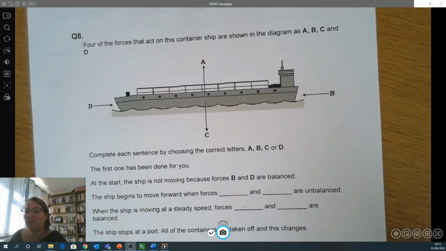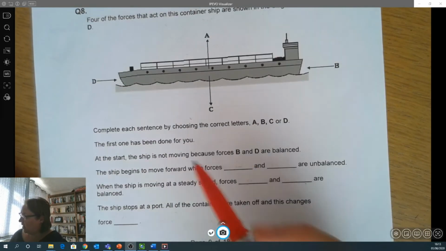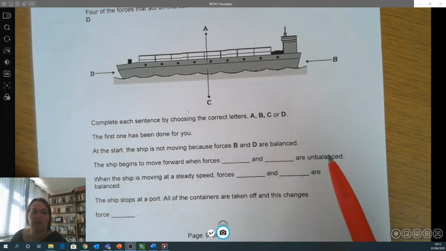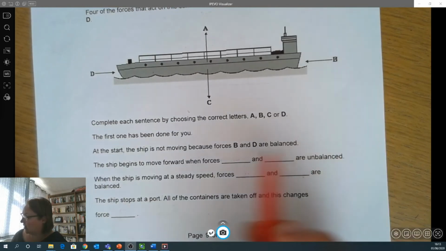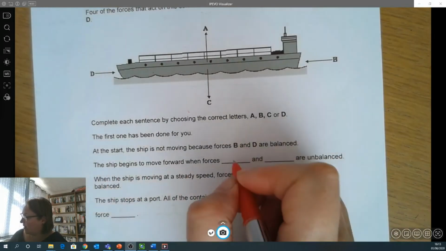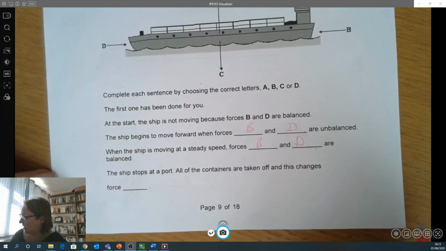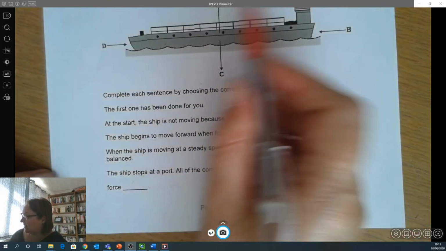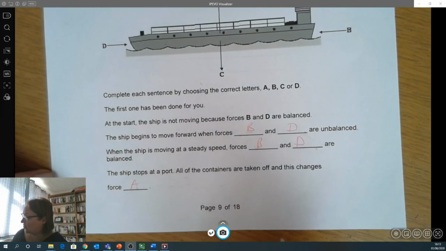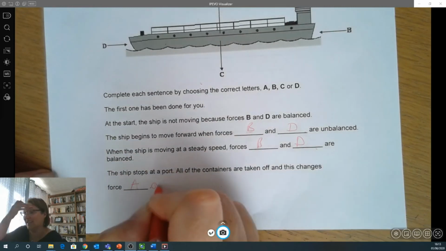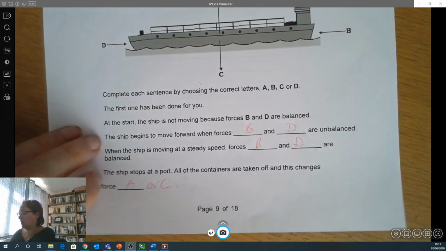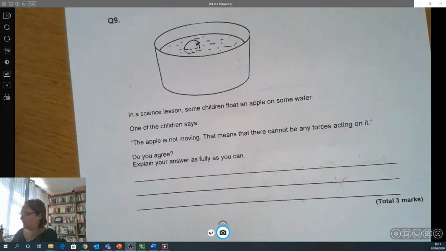For the forces acting on a container ship shown, this question was a bit more straightforward, a bit more Newton's first law. The ship moves forward when B and D are unbalanced, but if B and D are balanced, then it will get to a steady speed. If all the containers are taken off, then force A will change, or I could say force C would change as well. That would get me the marks too, because of Newton's third law. Final question.